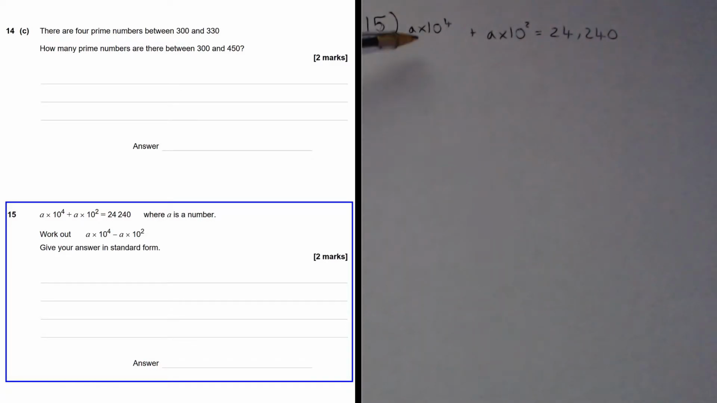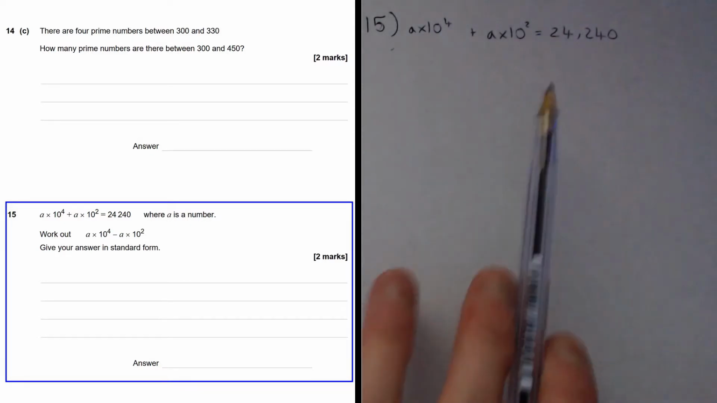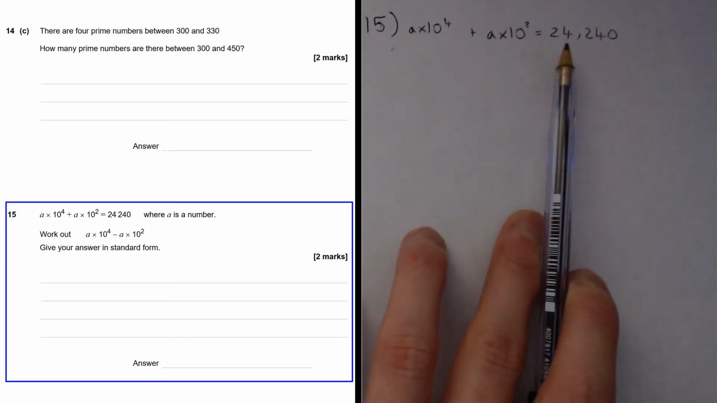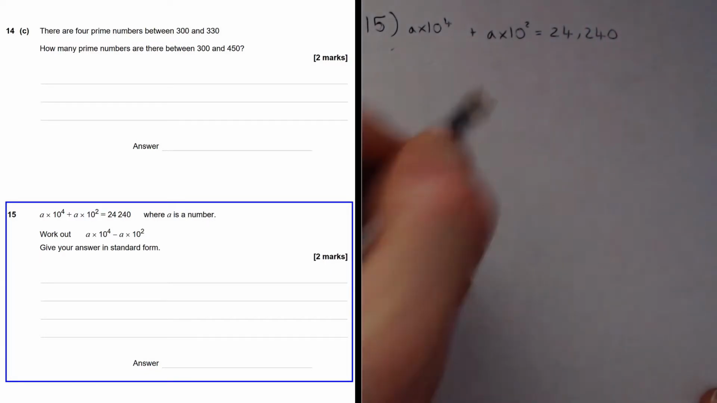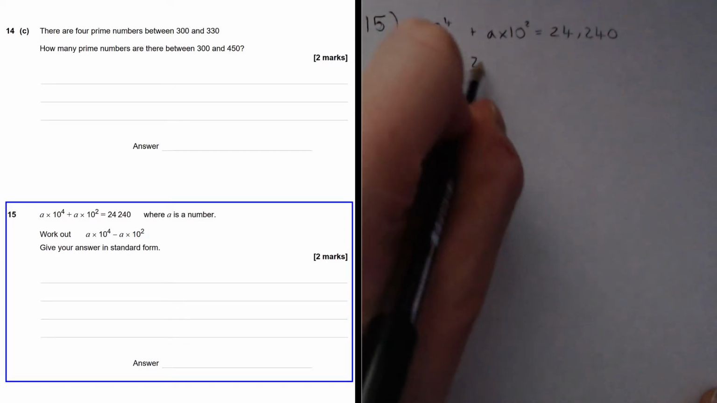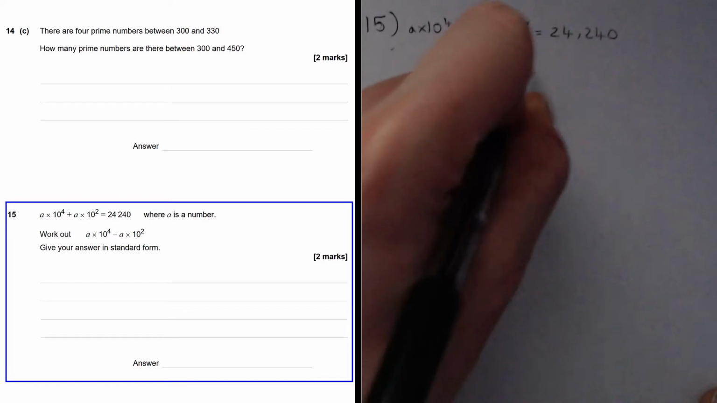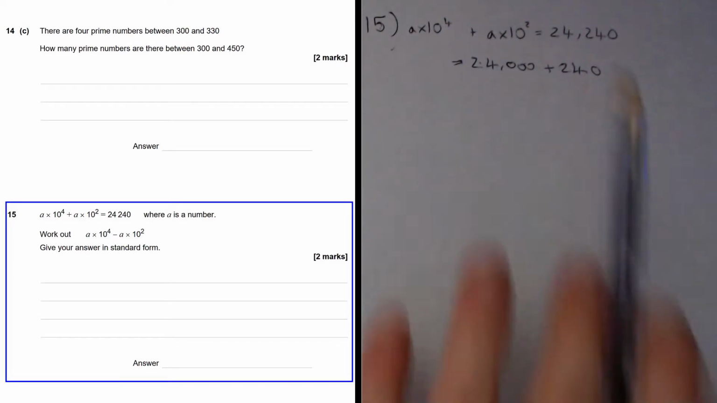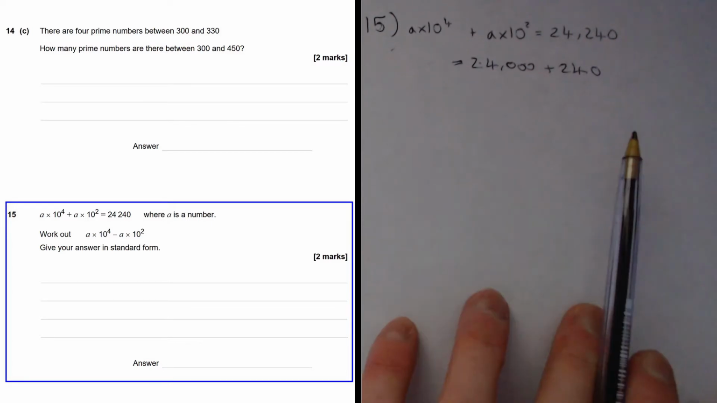So notice, here we have a times 10 to the 4 plus a times 10 squared. So something times 10 to the 4 plus the same something, but times 10 squared. Notice the repetition here, so we've got a 24 and a 24. So let's split this up and write this in terms of standard form. Well, 24,240 is 24,000 plus 240. How did I spot that? It's the repetition of the 24s there.